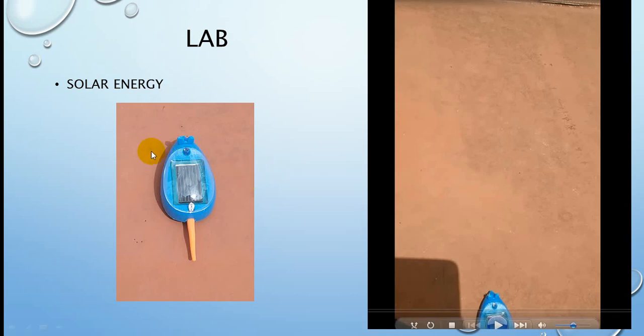So this is my little mouse right here. And you see there's a little tiny solar panel in there. And it's clear so that the sun's going to hit that. I had a difficult time trying to get him to move. But once I got it going in the bright, bright sun, I'll show you what happened.